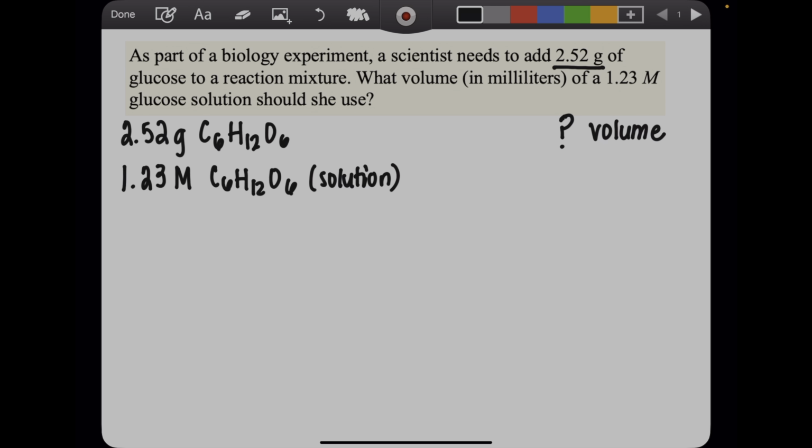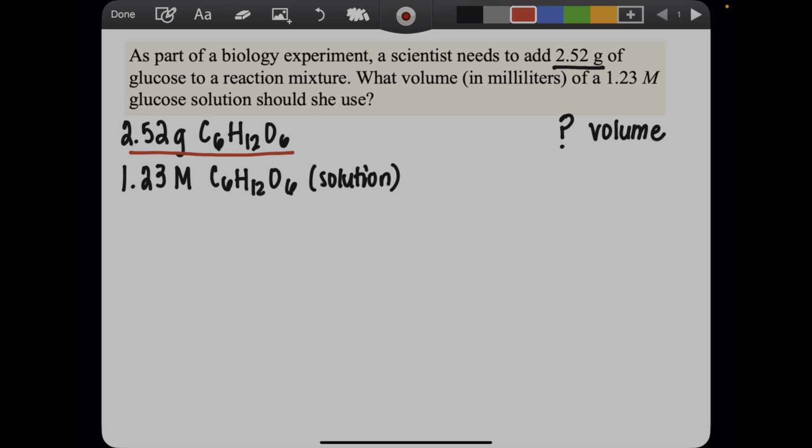So she's doing an experiment. She needs to add 2.52 grams of glucose, but she has access not to the solid substance, but a solution. So she needs to add that amount of mass using this solution. So first, we need to see what information given to us we can use first. Well, if we take this mass, or actually not even the mass, we can take the formula and we can actually calculate the molar mass.